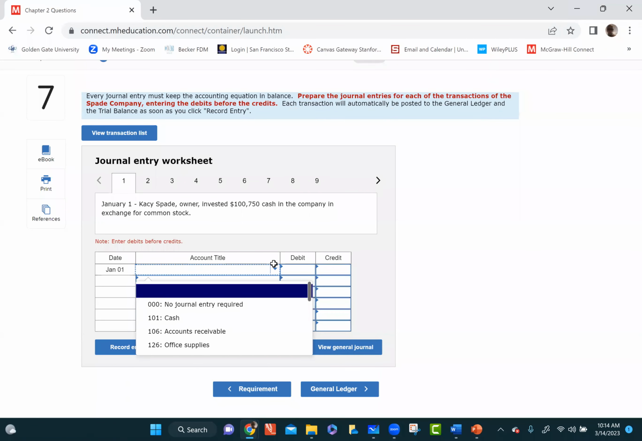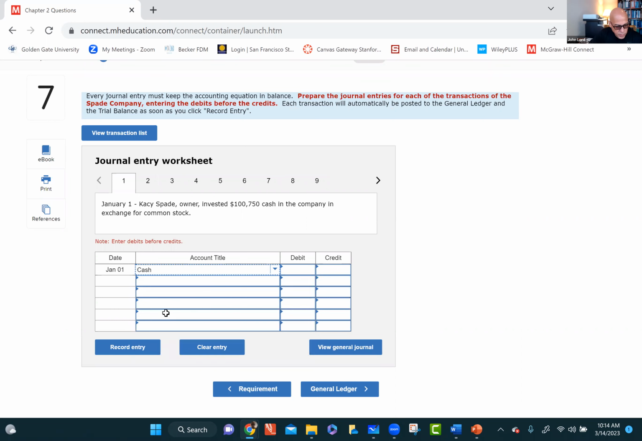Assets. We don't talk about debiting and crediting account categories. We talk about specific accounts. Would it be cash? Good. So we're going to go ahead. Very good. We're going to debit the cash for $100,750. Good. Okay. Now we have to credit something.